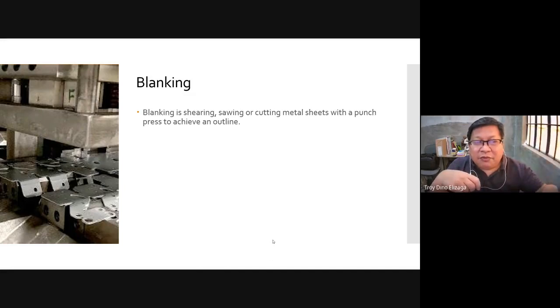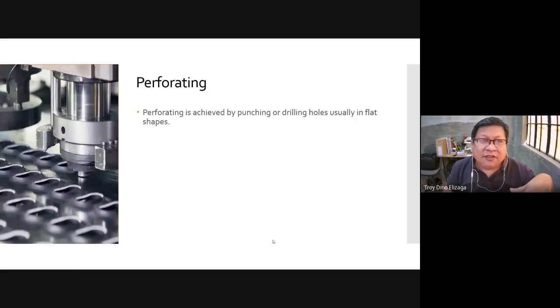For example, in this picture, you can see some shapes which are probably some hardware. They look like some hinges. After the machine went through the metal sheet, what remains are these. The rest of the sheet is discarded.